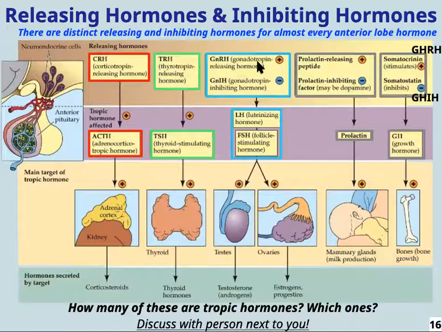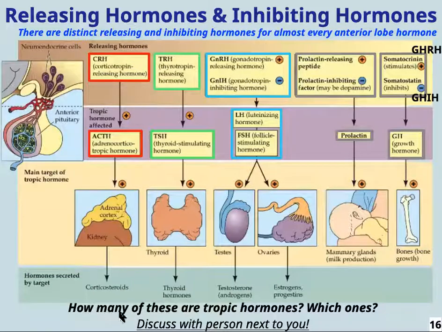So GnRH, gonadotropin releasing hormone. Likewise, it triggers the release of gonadotropins, meaning LH and FSH. And we also have gonadotropin inhibiting hormones, which do the opposite. Similarly, these hormones you don't have to know, but understand that we see similar relationships between these different hypothalamic and pituitary hormones.